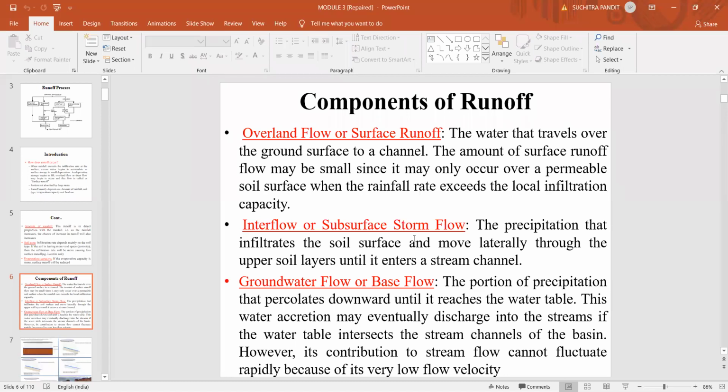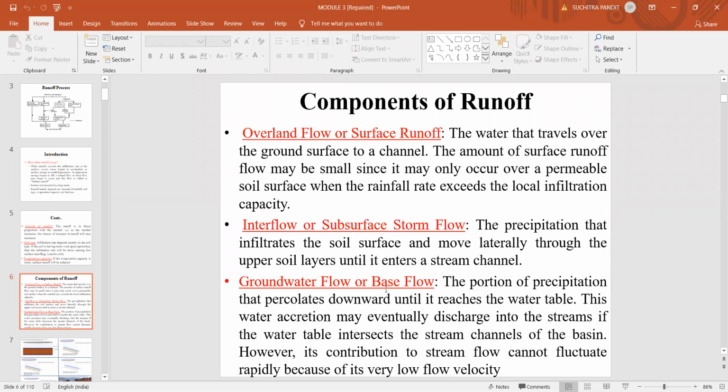Next, interflow or subsurface storm flow. The precipitation that infiltrates the soil surface and moves laterally through the upper soil layers until it enters a small stream. Sometimes what happens, some water gets infiltrated into the soil surface and it builds up the soil moisture. So then what will happen? Some portion of the water moves laterally soon after, below the ground surface. This portion of water which moves laterally and enters the stream is called the interflow or subsurface storm flow.